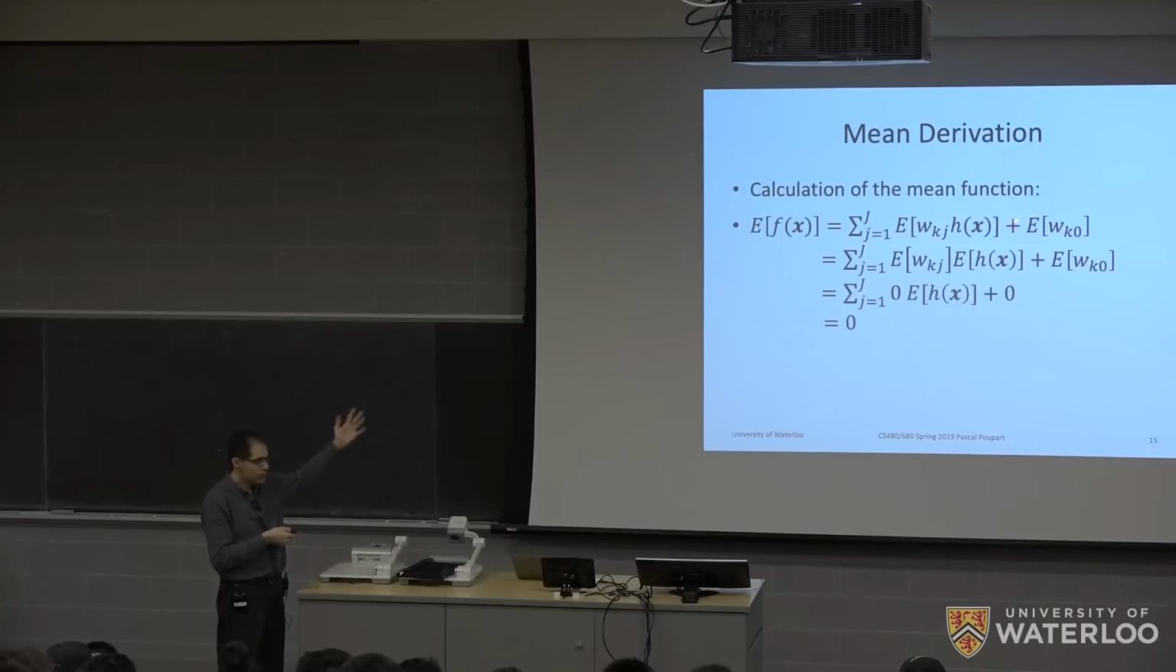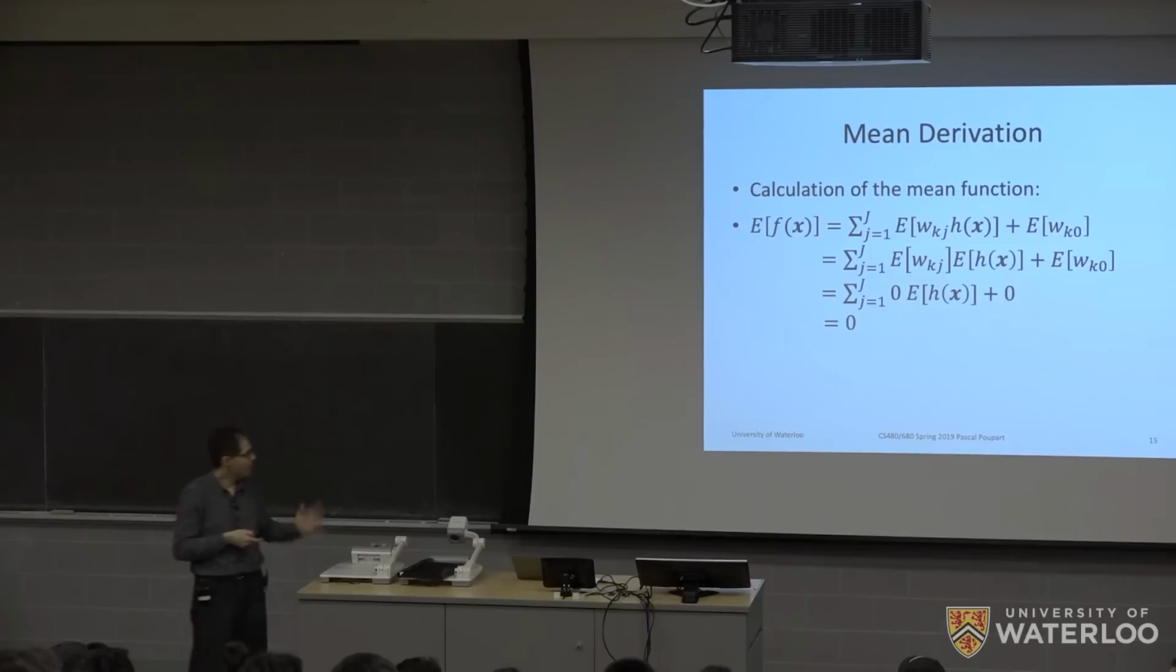Now, expectation of a sum is the same as the sum of the expectation. So that's why I have an expectation here and an expectation here. And then since wkj is independent of h of x, right?